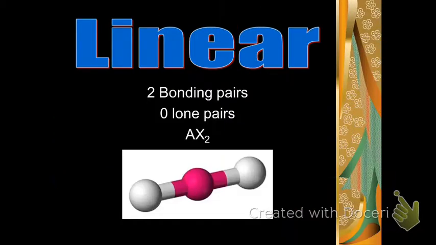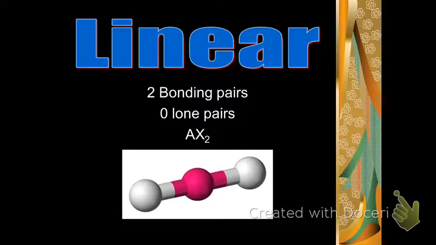Now, let's talk about the first one, which is linear. It's pretty straightforward. 2 atoms on either side. How can they be furthest apart? By being 180 degrees away from each other. 180 degrees. And they make 2 bonding pairs. So, that's linear. No lone pairs of electrons.